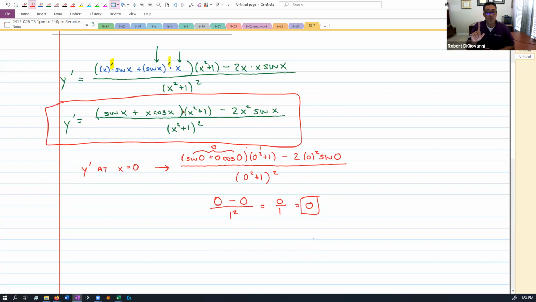But I still need the equation, right? So now I go back to the good old point slope formula. y minus y1 equals m times x minus x1. The point we're talking about is the point 0, 0, right? That was given in the beginning of the problem. And the slope we just found was 0, right? That's our slope.